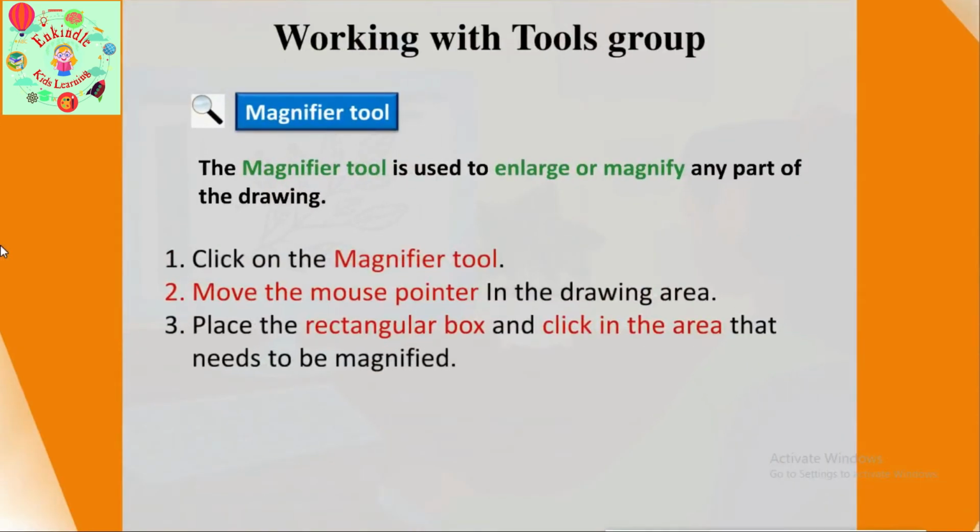And the last tool is the magnifier tool. This is denoted by a magnifier lens symbol. The magnifier tool is used to enlarge or magnify any part of the drawing. Using this tool, I can enlarge any particular part of the drawing which is not clearly visible to me.